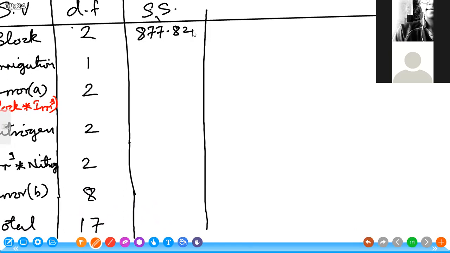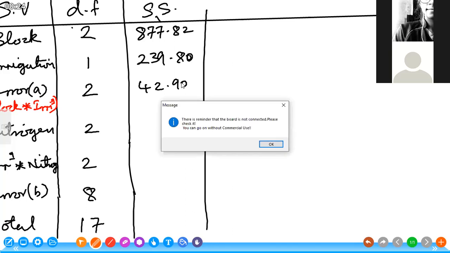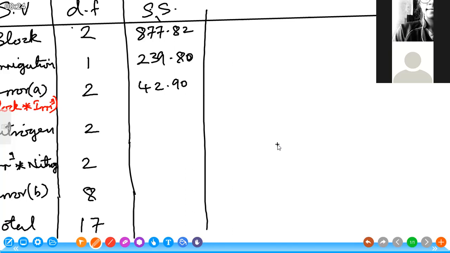Right. What is the irrigation sum of squares? 239.8074. I will say 80. What is the error sum of squares, Error A sum of squares? 42.904. Right. I will go for 2 decimals. I don't want 4, 5 decimals. Even in exams, if you have 4, 5 decimals, 2 or 3 decimals is enough.